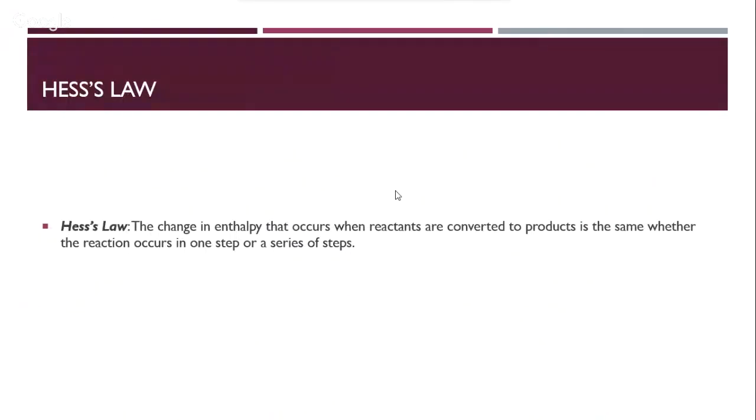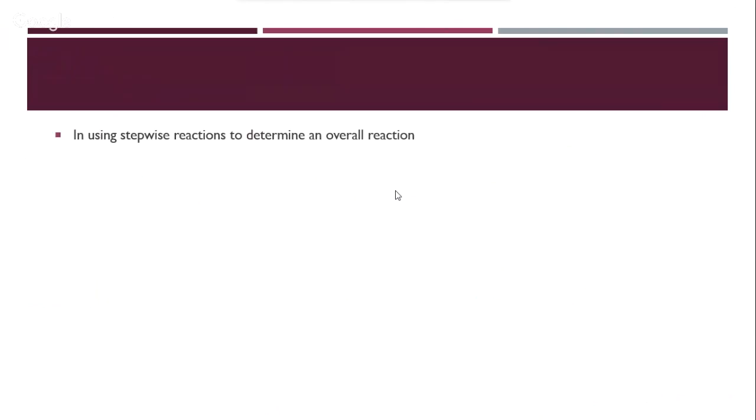Just a quick summary. What we have seen so far is that the change in enthalpy that occurs when reactants are converted to products is the same whether the reaction occurs in one step or multiple steps. That's what Hess's law is. The second thing that we understood in Hess's law was that it can be used for calculating all of those enthalpies which we cannot directly calculate or directly connect to.